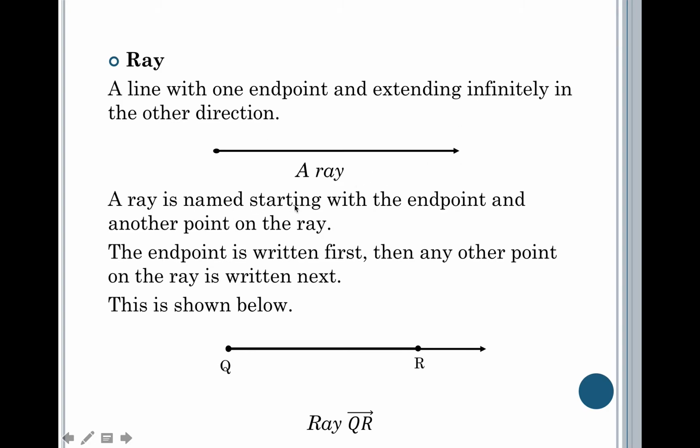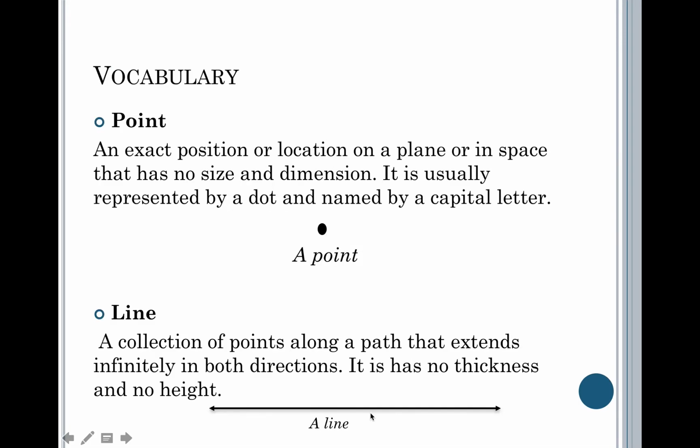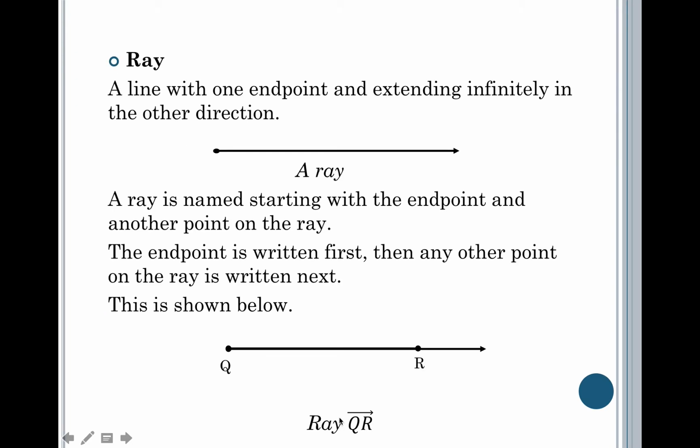A ray is named starting with the endpoint, like here on Q, and another point on the ray, like R right here. The endpoint is written first, then any other point on the ray is written next. This is shown below. So it starts with Q, ends with R, and to show that it's a ray, we're going to draw a ray symbol without the little points. So it's a line with an arrow on one side. For a line, it's the same thing, only you'll have the arrow on a line on the top.